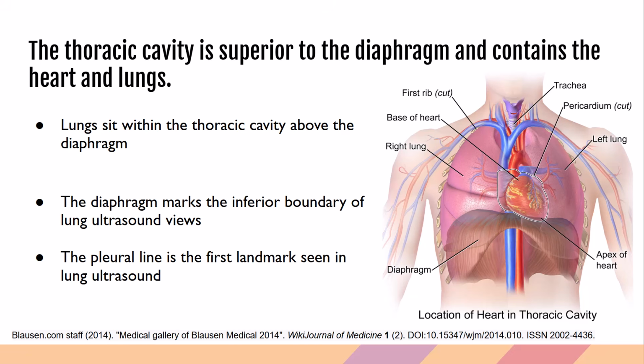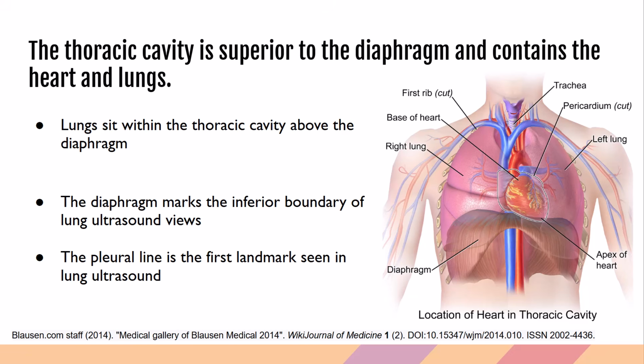The thoracic cavity is superior to the diaphragm and contains the heart and lungs. So talking anatomy, the lungs are housed in the thoracic cavity, which is above the diaphragm. That diaphragm is a crucial landmark because it's the lower limit of what we can see on lung ultrasound. When we scan the chest wall, the first key structure we aim to identify is the pleural line, where the visceral and parietal pleura meet. Getting a good view of that line really helps us spot normal lung motion and any signs of pathology.